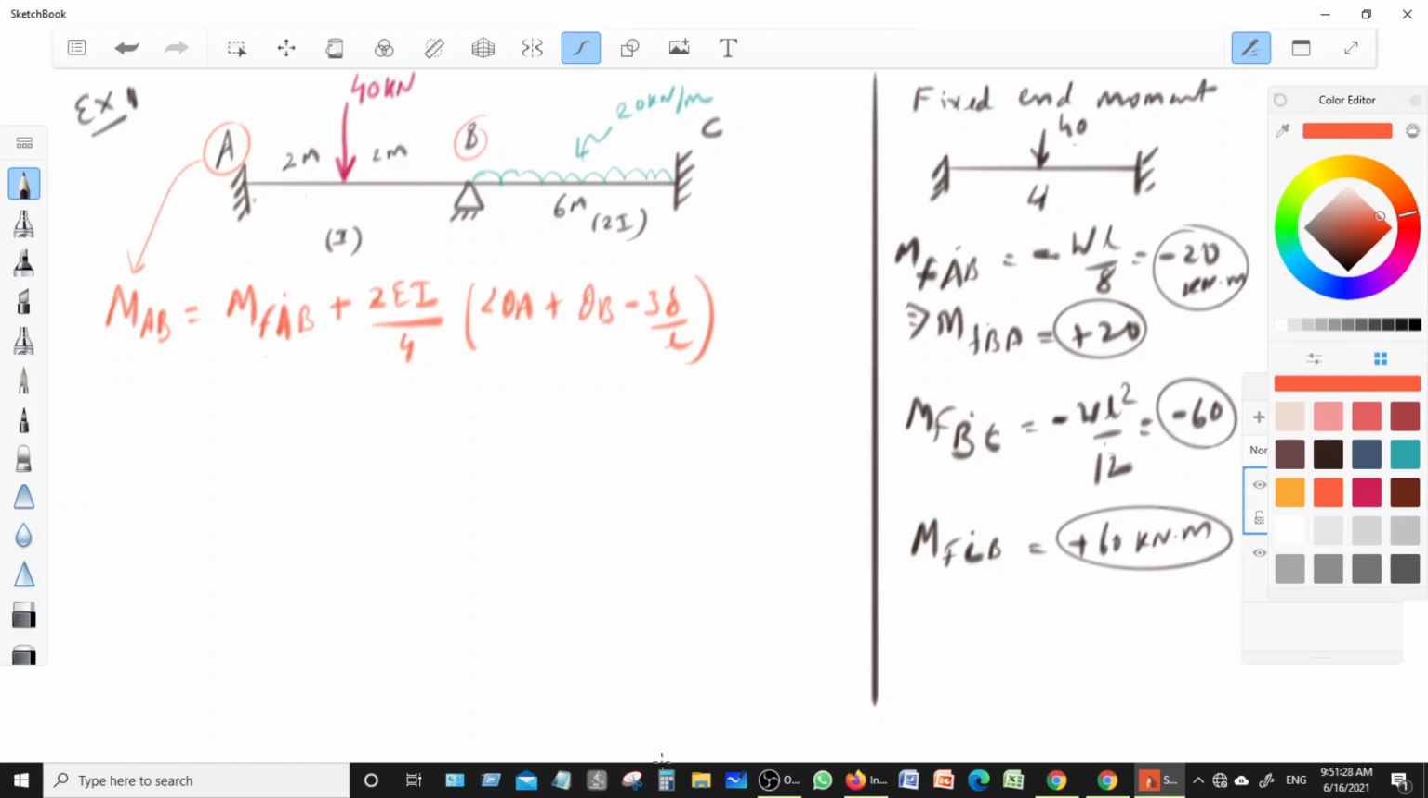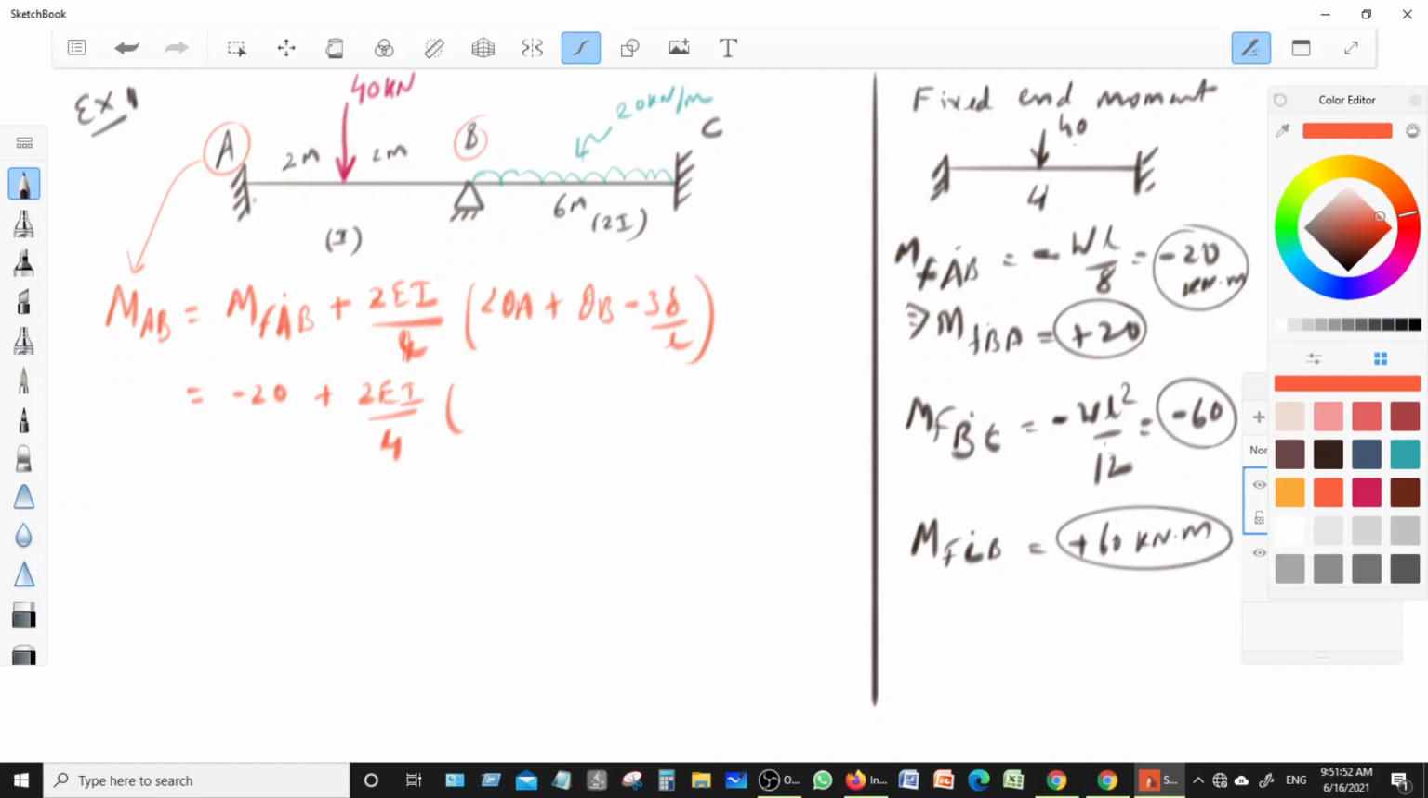So let me put in the values. Here MFAB is minus 20, so minus 20 plus 2EI. We don't have the values of E and I, they are not given. EI by 4, L is equal to 4. So this one is actually L, so L by L is equal to 4. Now 2 theta A.